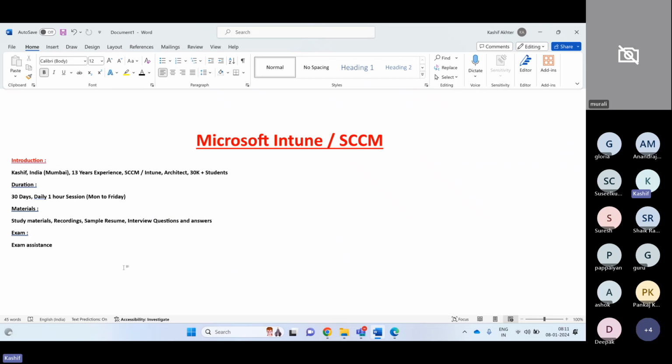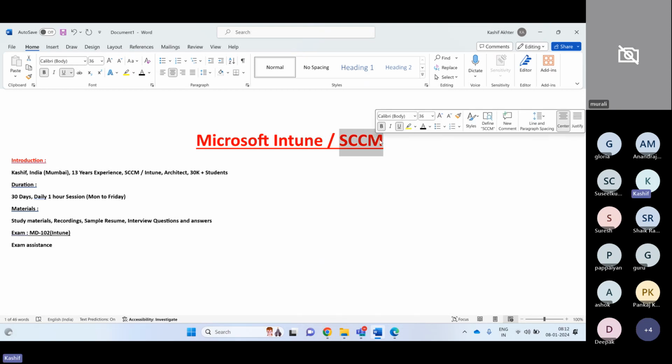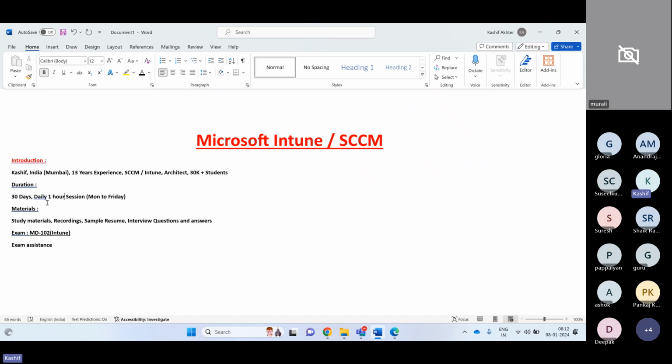Now, why I'm talking about Intune basically. I will talk about SCCM as well. This exam MD 102 is for Intune, not SCCM. We don't have any exam for SCCM. Previously we used to have an exam for SCCM, but the SCCM exam is no more valid. It is retired by Microsoft. So we have talked about the duration of this training, 30 days, daily 1 hour session, Monday to Friday. You will get the materials, recording, sample resume, interview questions and answers, exam assistance.